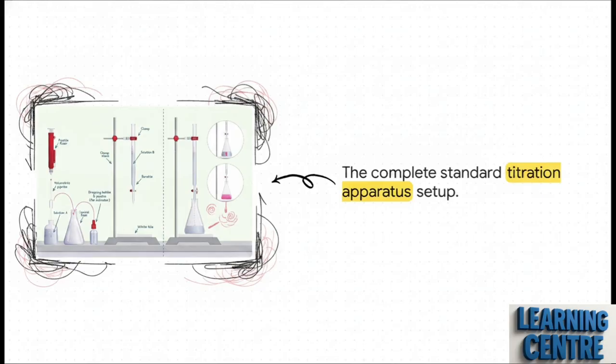Oh, and you see that simple white tile sitting under the flask? Do not overlook that. That tile gives us a crisp, blank background so our eyes can catch the absolute first, faintest hint of a color change.